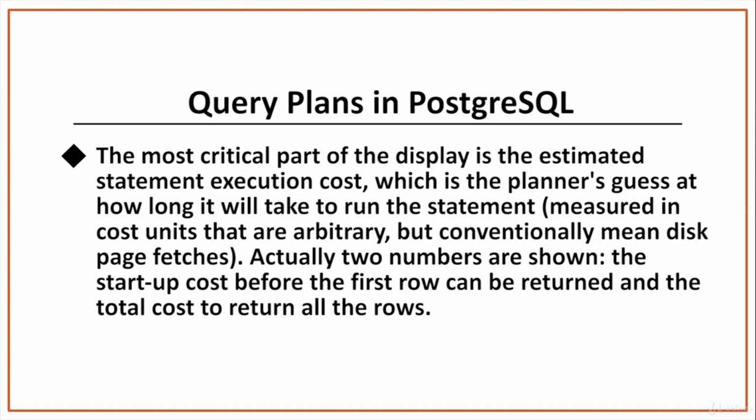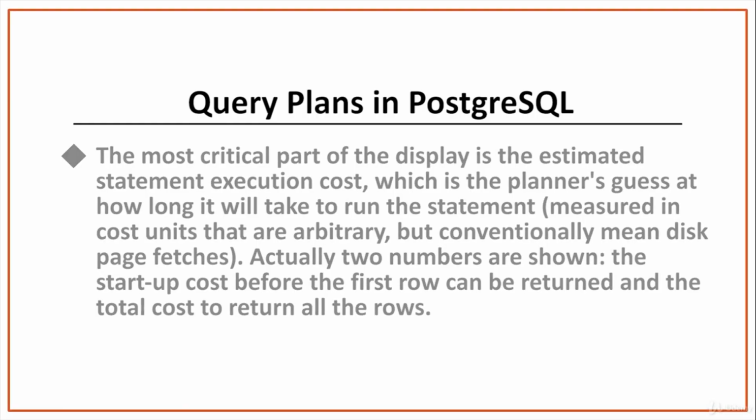The most critical part of the display is the estimated statement execution cost, which is the planner's guess at how long it will take to run the statement, measured in cost units that are arbitrary, but conventionally mean disk page fetches. Actually, two numbers are shown, the startup cost before the first row can be returned, and the total cost to return all the rows.